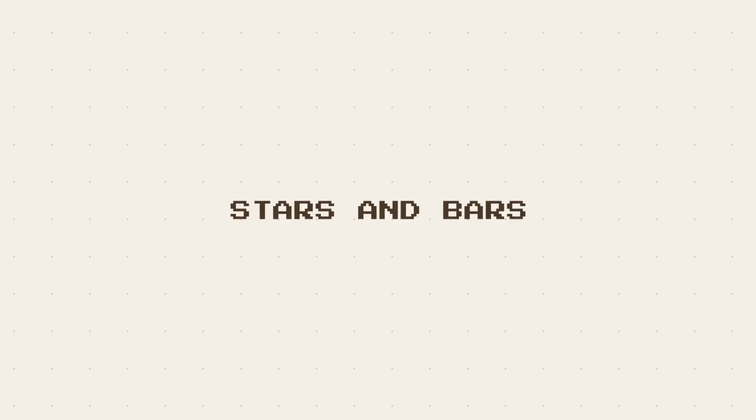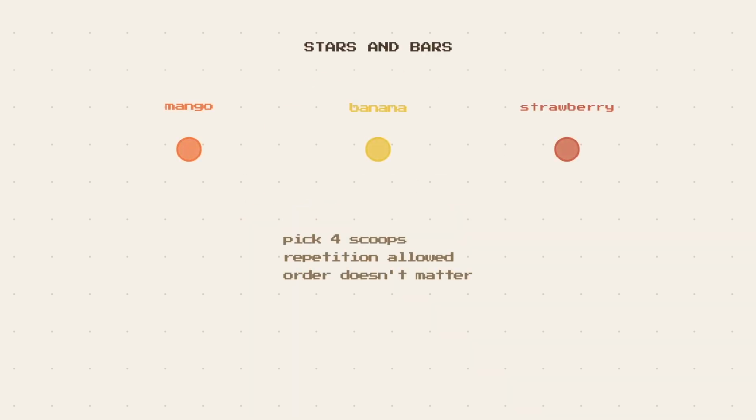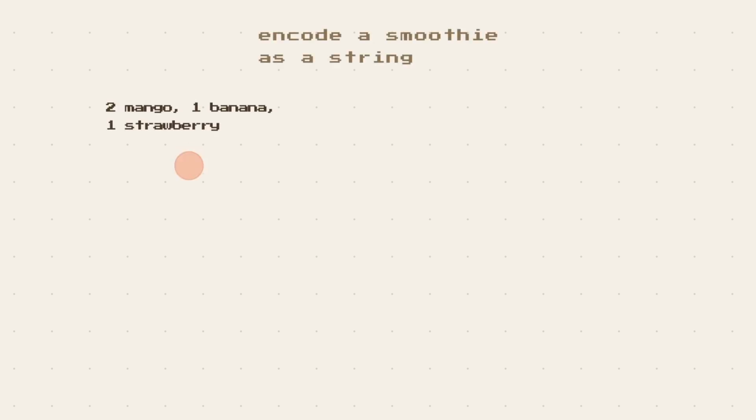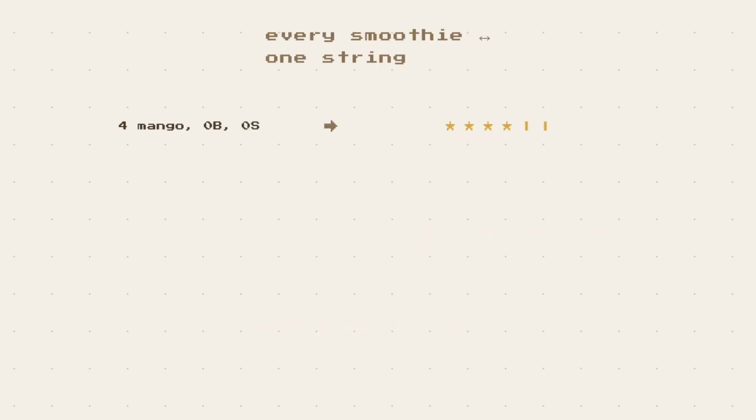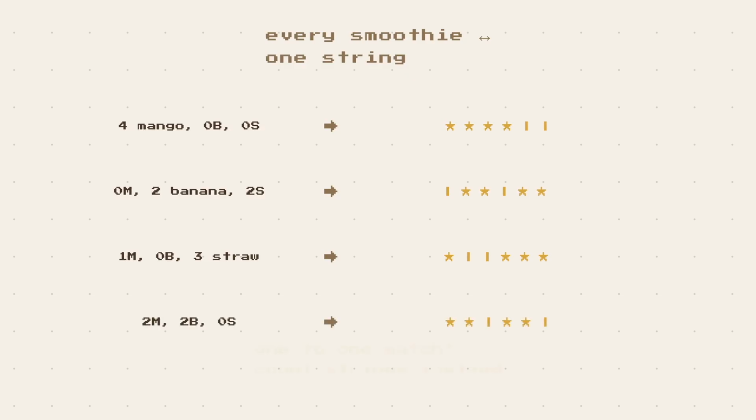Okay, guys, so let's say you have 3 fruits, right? You have mango, banana, and strawberry, and you're picking 4 scoops, but repetition is allowed, right? And order doesn't matter. So each scoop becomes a star, and bars are going to divide these zones. So that smoothie is now a string: star star bar star bar star. Every smoothie maps to one single string, or one representation, I should say, right? These are some examples that we can show you.